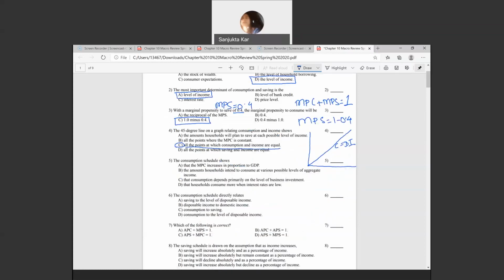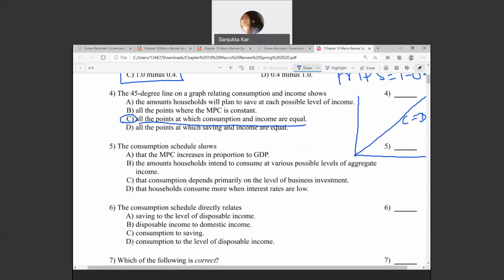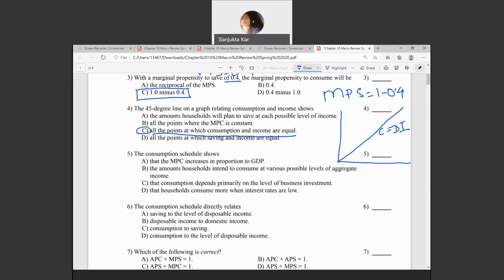All right, question number 5. The consumption schedule shows what? This shows the amounts households intend to consume at various levels of aggregate income. Question number 6. Consumption schedule. This directly relates consumption to the level of disposable income.